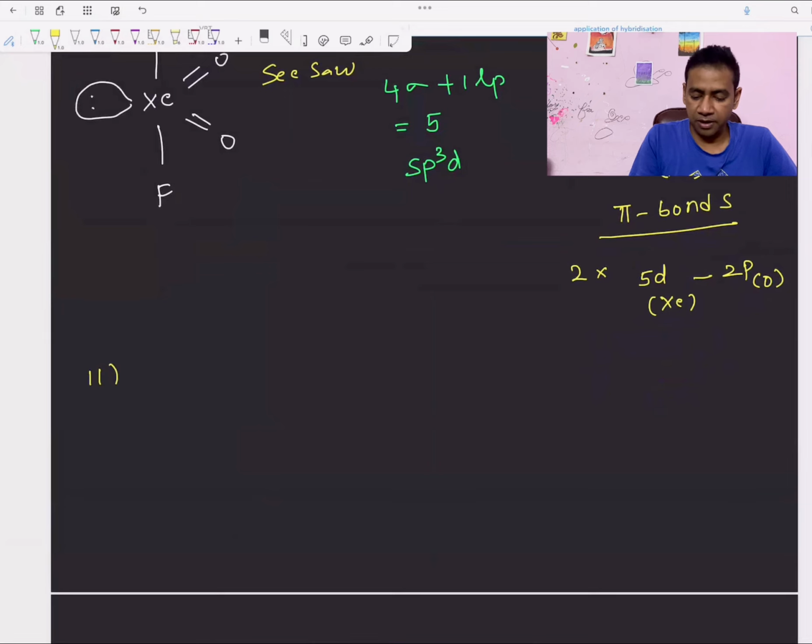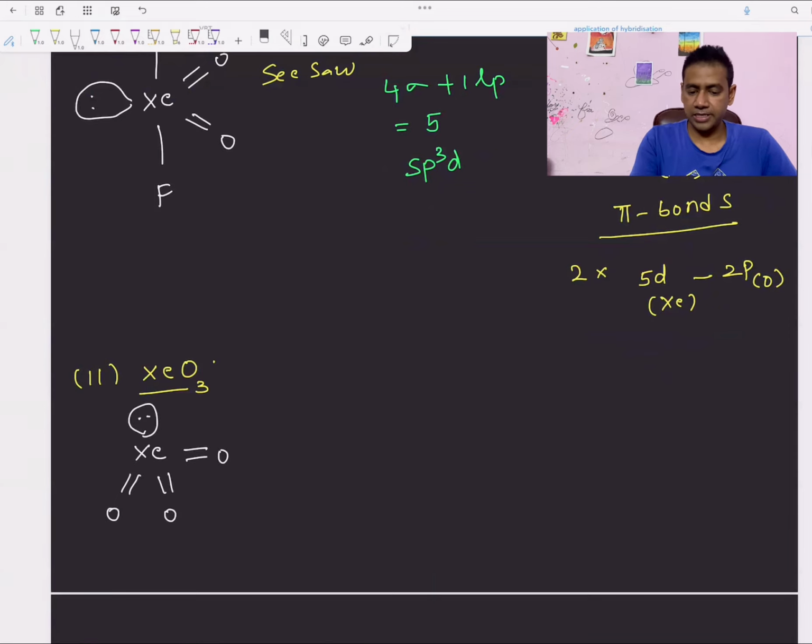That's the 11th example. Let us take XeO3. Hereafter I make my calculations a bit faster. Now XeO3, the geometry. What is the geometry? Meanwhile you think. Yes, what is the geometry? It's pyramidal.